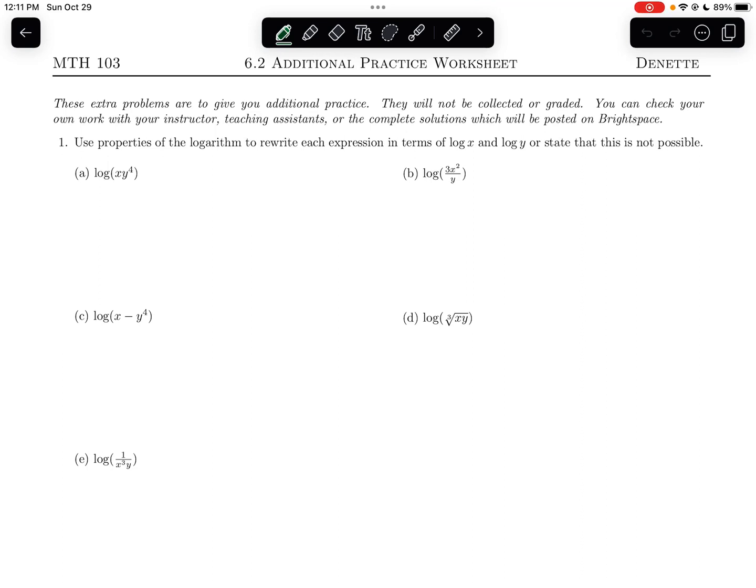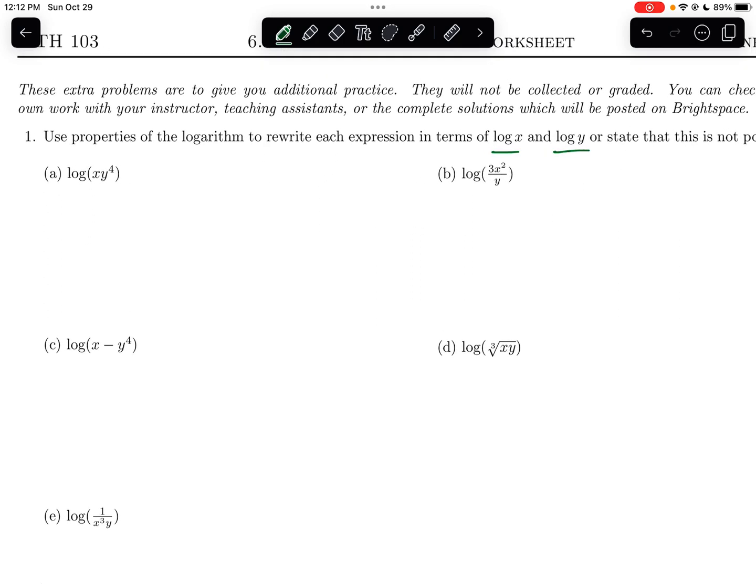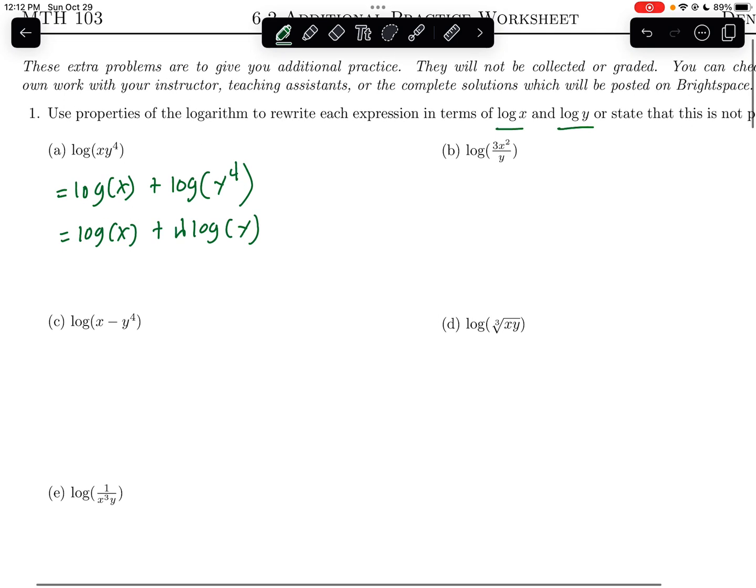So here we're going to use properties of logarithms in order to write them in terms of two logarithms, of x and of y. So the first question here, you can use the product rule that we have. So this is the same as writing log x plus log of y to the fourth, because if you multiply inside of a logarithm, it becomes addition. And if you want, you could even write this as log x plus 4 log y, because the exponent in the top can become a scalar in the front, like that.